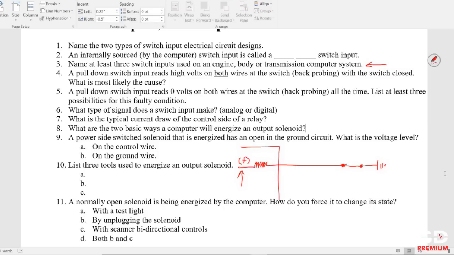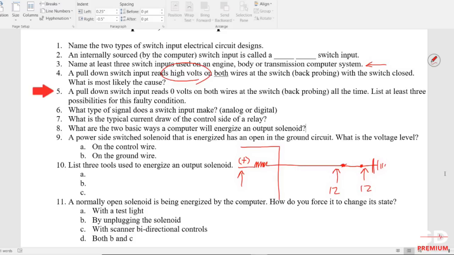What do I mean by both sides? We're measuring the signal wire, and we're measuring the ground wire, and I'm saying that we have high volts. So in our example, let's say we have 12 and 12. The only possible cause for that, you got an open in your ground circuit.